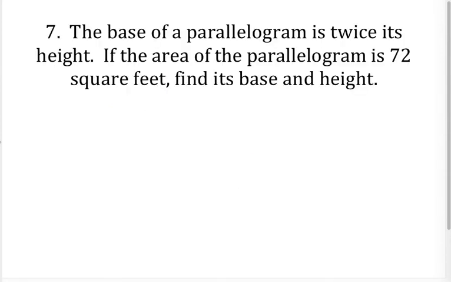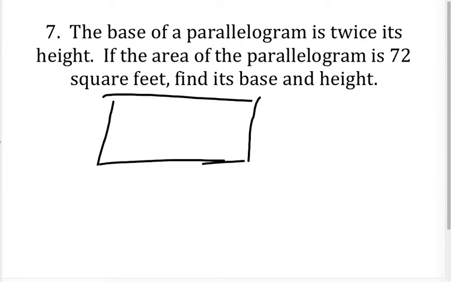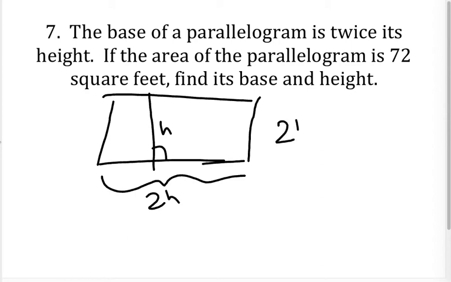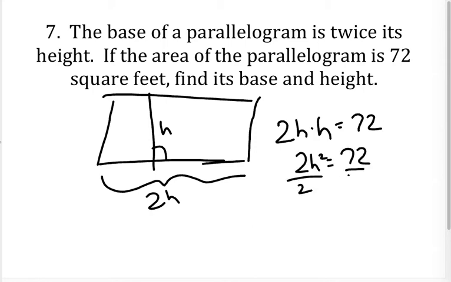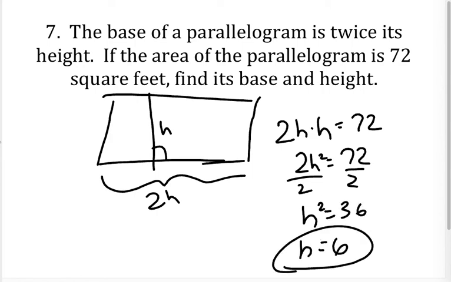So the base of a parallelogram is twice the height. The area of the parallelogram is 72 square feet. So let's figure this out. The base is twice the height. So if this is the height, the base is going to be twice the height. The area is 72. So base times height equals 72. So 2h squared equals 72. h squared is going to be equal to 36. So my height has got to be 6, but I'm not done. So this is going to be 6. This has got to be 12.